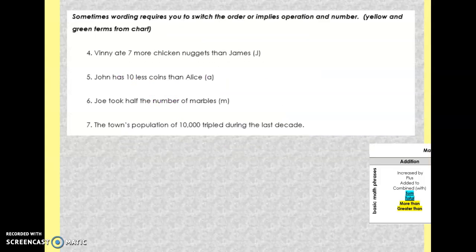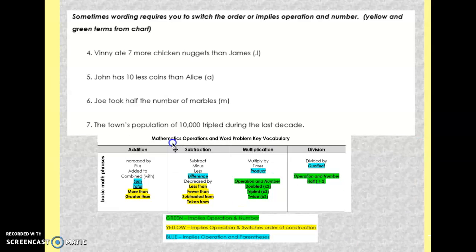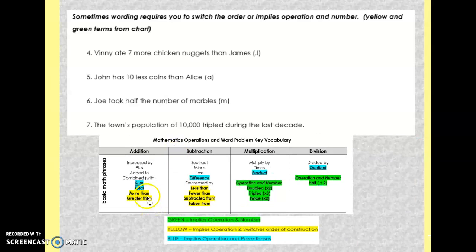All right, so sometimes wording requires you, again, to switch the order or implies operations and numbers. So we took a look at this, and we're referring to the green and yellow terms. So if you think back to when we did basic phrases, the terms more than, greater than, less than, fewer than, subtracted from, and taken from, those words that have than or from imply certain orders. So we switch the order of construction, meaning we take the first number and put it at the end, and the last number or variable and put it in the beginning. And the operation in the middle, obviously.